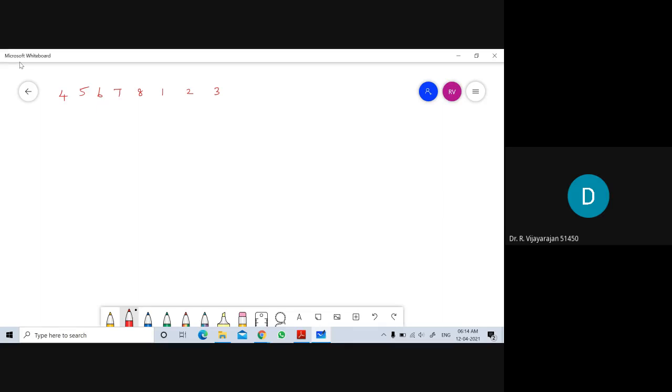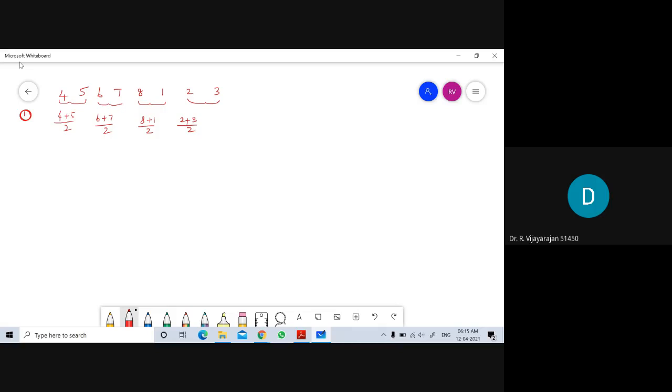So this is level 1. To find the approximate coefficients, we need to take the average. For detailed coefficients, we have to find the difference. So consider the first two values: 4 plus 5 by 2, then 6 plus 7 by 2, 8 plus 1 by 2, 2 plus 3 by 2.